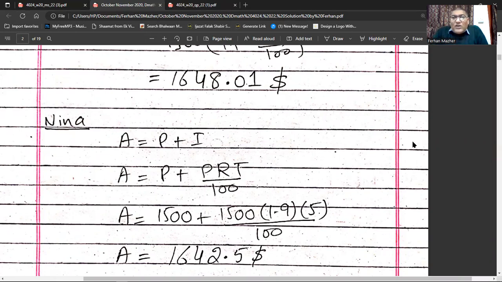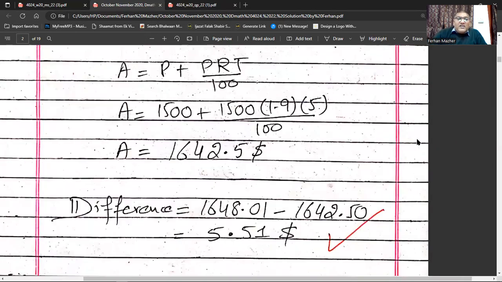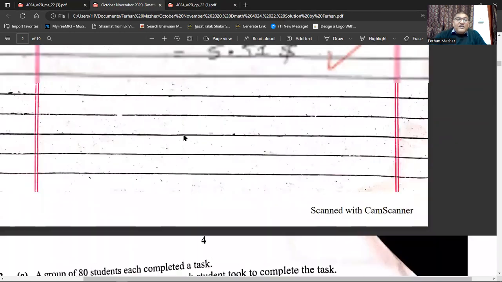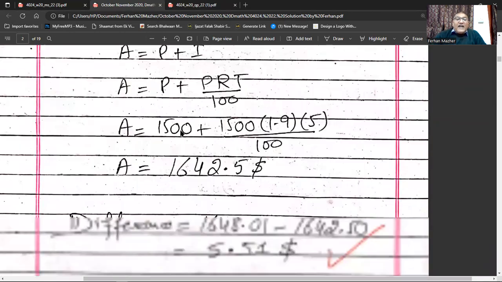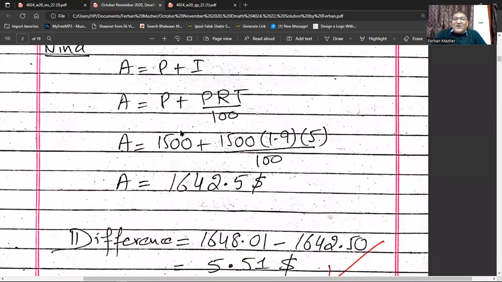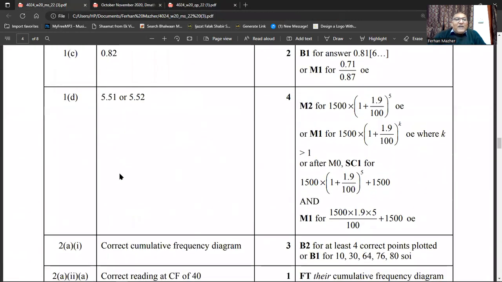Now we have to tell who has more money and how much more money. So the difference is 1,648.01, that's Samuel's money, minus 1,642.50, that is Nina's money. So the difference is $5.51. So Samuel has $5.51 more than Nina in his account after 5 years. I hope you understand this. $5.51 is the right answer, sir.